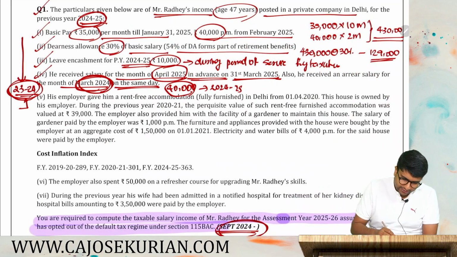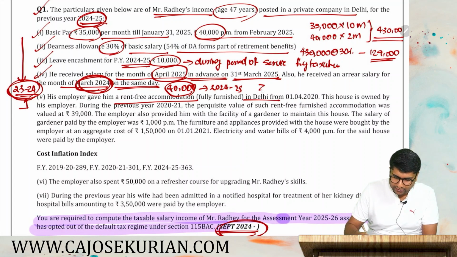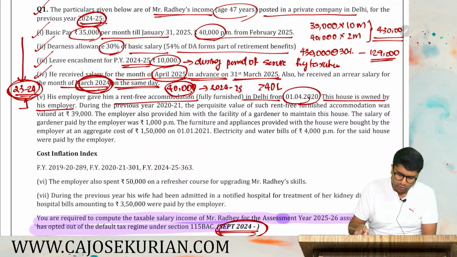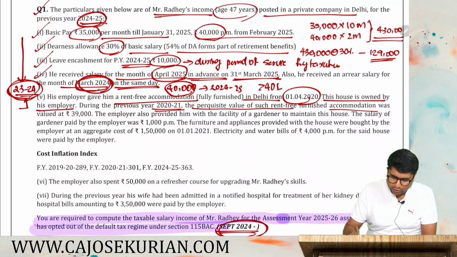Then what is next? His employer gave him a rent-free accommodation fully furnished in Delhi. Delhi means population is more than 40 lakh from 1st April 2020. This house is owned by his employer. So house owned by the employer. During the previous year 2021, the perquisite value was valued at 39,000. 2021's perquisite value is given. It is of no use.